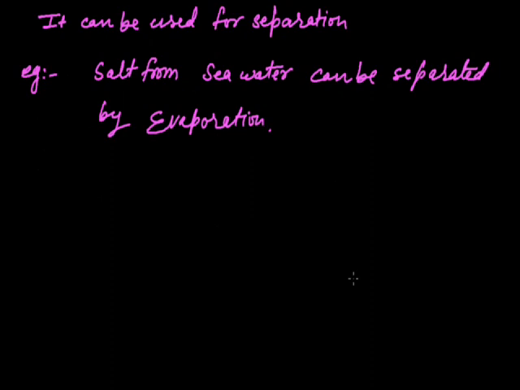For separation of salt from seawater, firstly we take a dish. Suppose this is a dish. We fill this dish with seawater. These are the particles of seawater. As we know, seawater contains salt. Suppose these are the small particles of salt. The white particles are of salt.